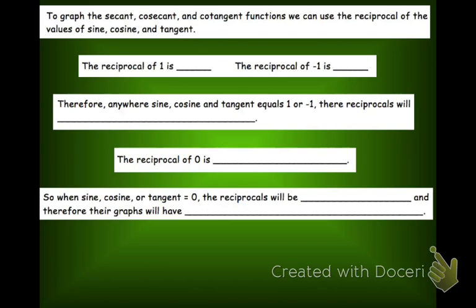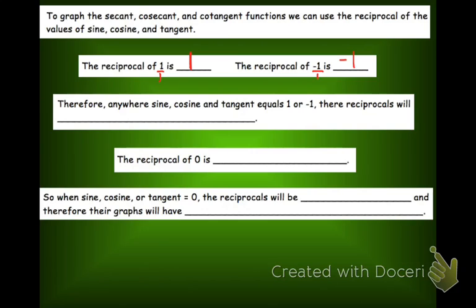So to graph secant, cosecant, and cotangent functions, we use the reciprocal of sine, cosine, and tangent. There's several important things you need to remember. The first thing is that the reciprocal of 1 is also 1, because if you flip 1 over 1, it stays the same thing. Also, the reciprocal of negative 1 is still negative 1, because if you flip it over, it gives you the same value back.